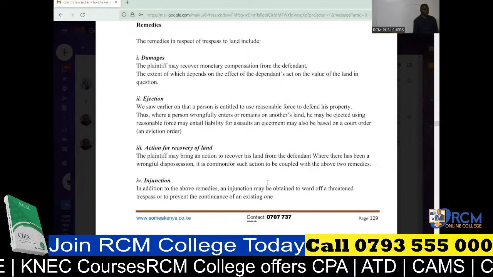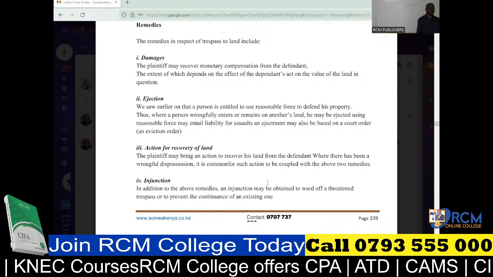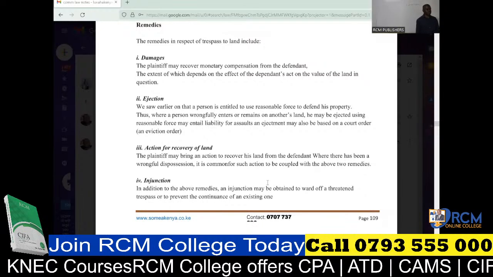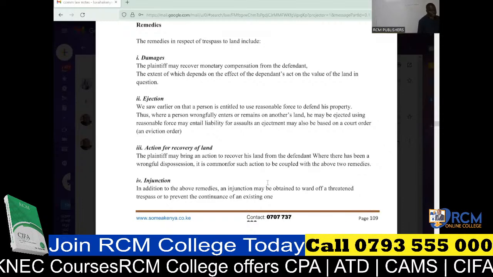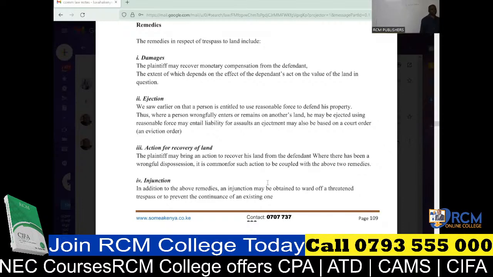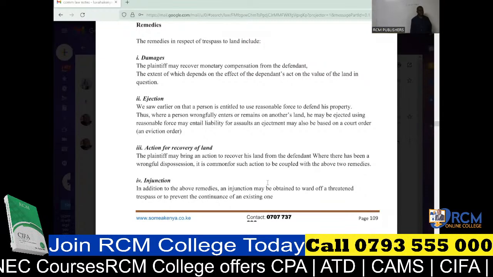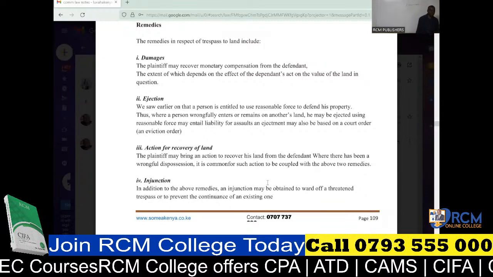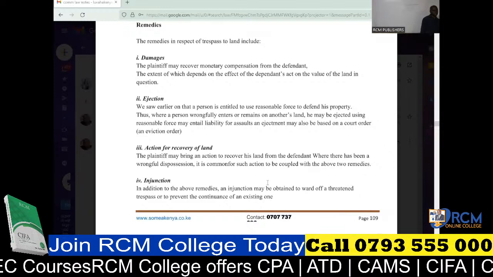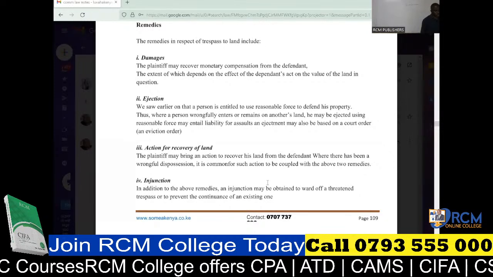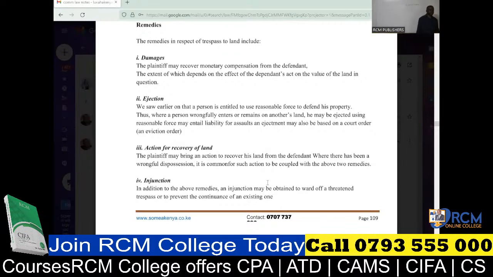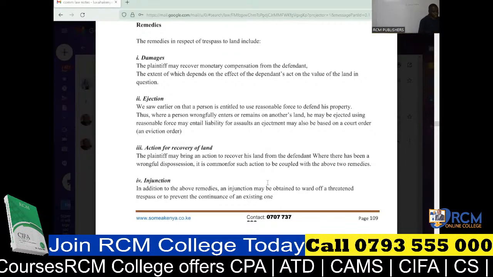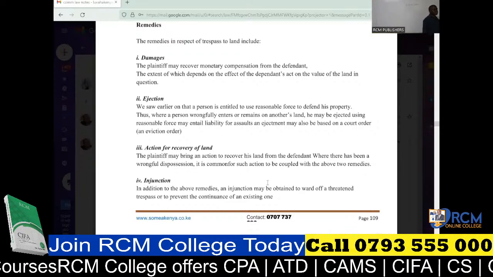As we saw earlier, a person is entitled to use reasonable force to defend his property. Where a person wrongfully enters or remains on another's land, he may be ejected using reasonable force, and may entail liability for assault, or ejectment may also be based on a court order. So the court can give an order that a person be ejected from that particular piece of land.